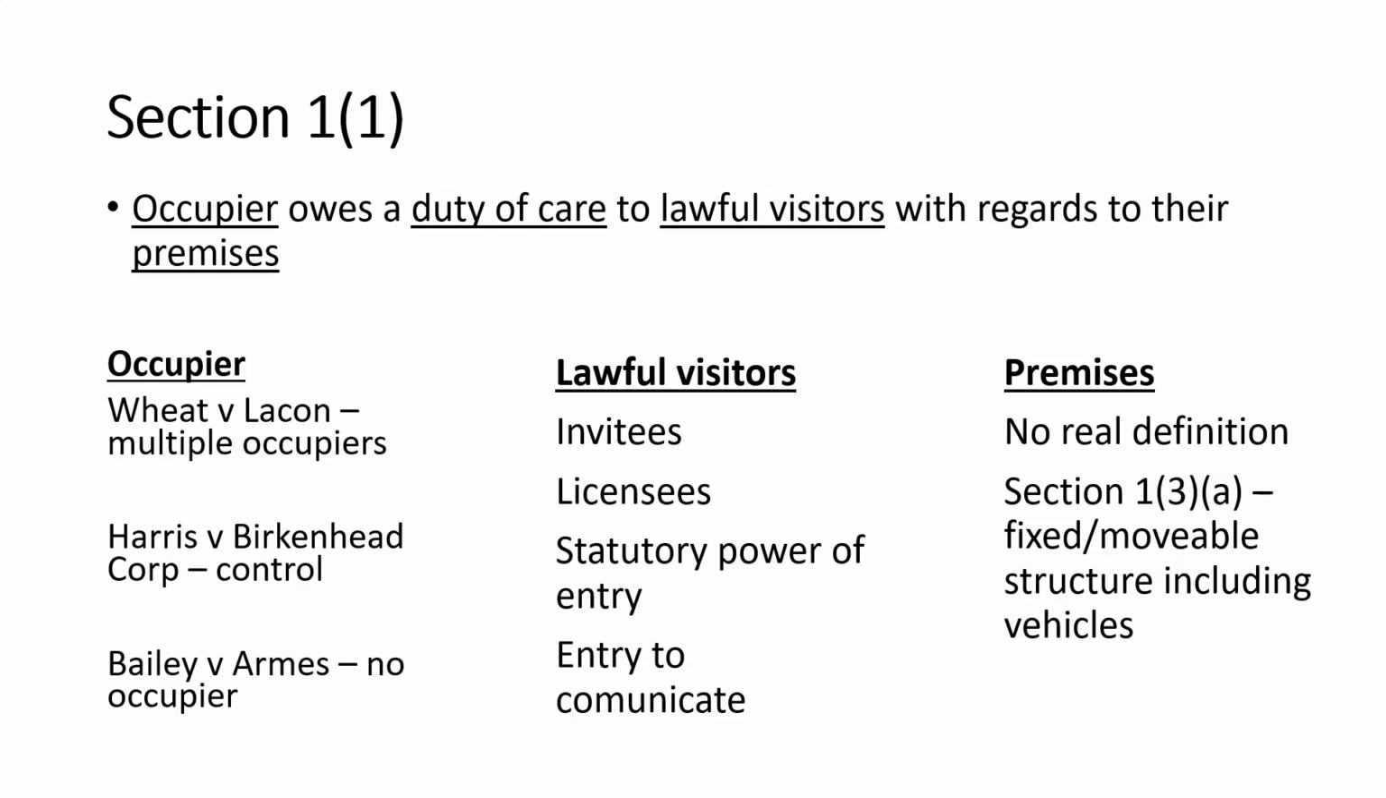So going back to section 1.1, we're saying the occupier owes a duty of care to lawful visitors with regards to their premises. So basically, if the occupier doesn't maintain that duty of care and a lawful visitor is injured or has their property damaged on that land, they can sue the occupier for negligence. It would be in this particular circumstance. So they can sue the occupier if they failed in their duty of care.